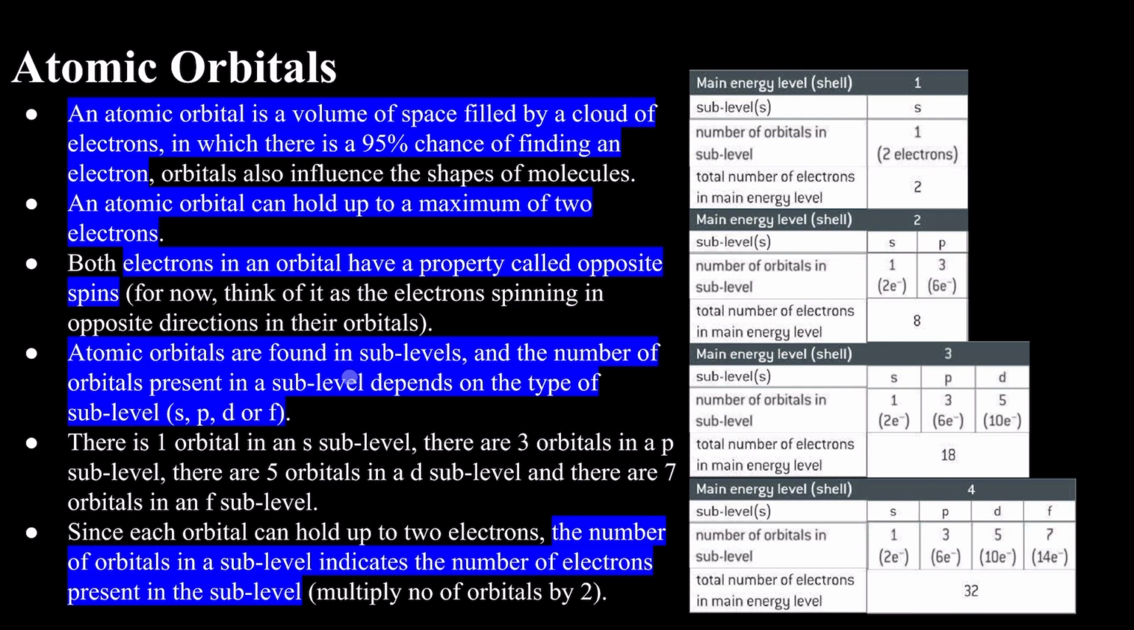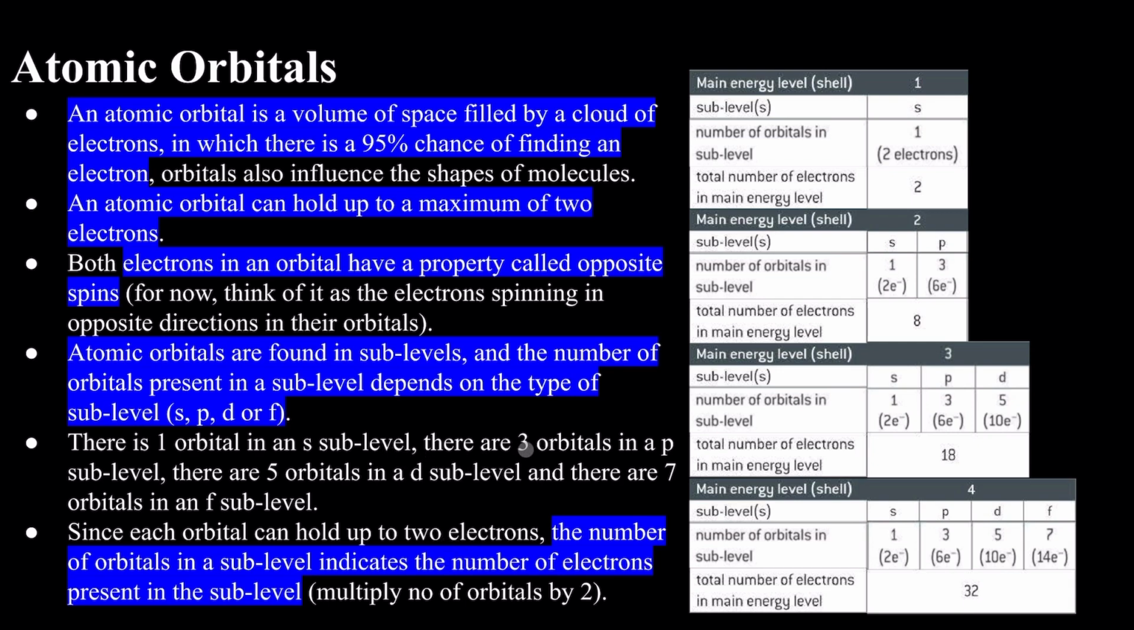Atomic orbitals are found in sublevels, and the number of orbitals present in a sublevel depends on the type of sublevel, whether it's S, P, D, or F. You also need to be aware of the number of orbitals present in each particular sublevel. So there's 1 orbital in an S sublevel, there are 3 orbitals in a P sublevel, there are 5 orbitals in a D sublevel, and 7 orbitals in an F sublevel. Since each orbital can hold up to 2 electrons, the number of orbitals in a sublevel indicates the number of electrons present in the sublevel.